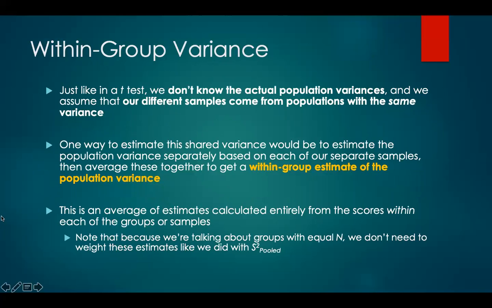Just like in a t-test, we don't know the actual population variances, and we assume that our samples come from populations with the same variance. So that homogeneity of variance assumption still applies. One way to estimate this shared variance would be to estimate the population variance separately based on each of our samples, then average these together to get a within-group estimate of the population variance. This is an average of estimates calculated entirely from scores within each of the groups or samples. Note that because we're talking about groups with equal n, we don't need to weight these estimates like we did with S squared pooled.